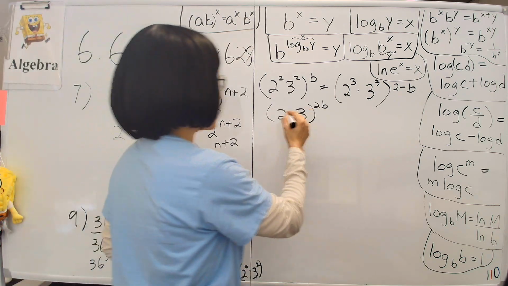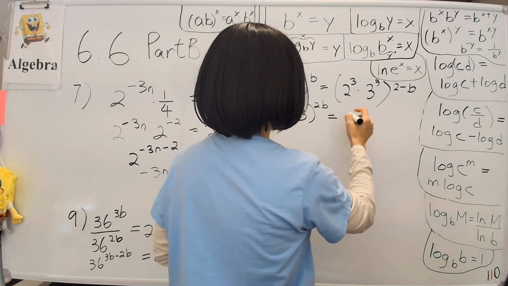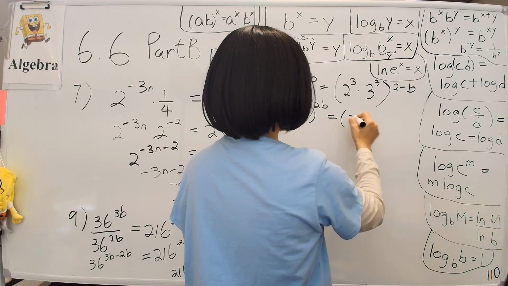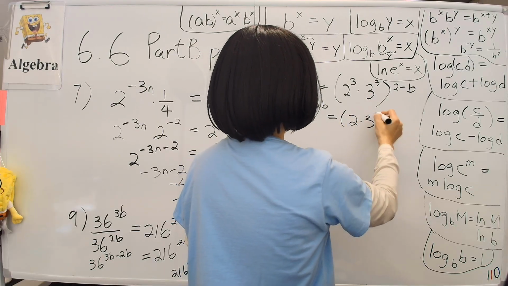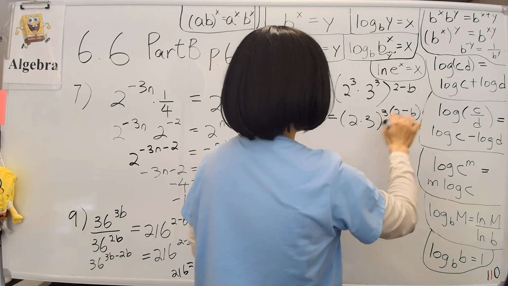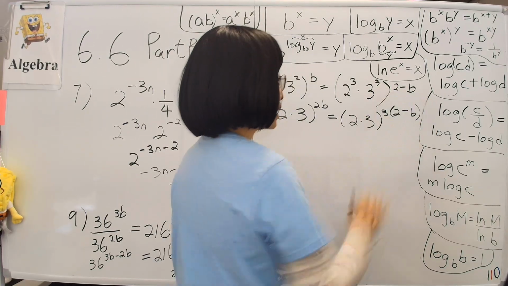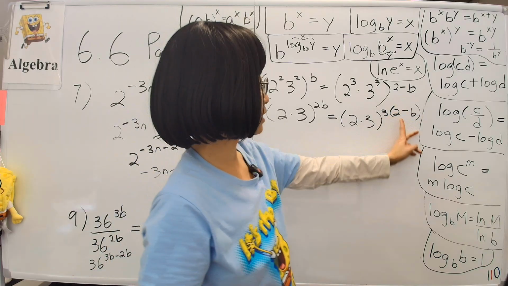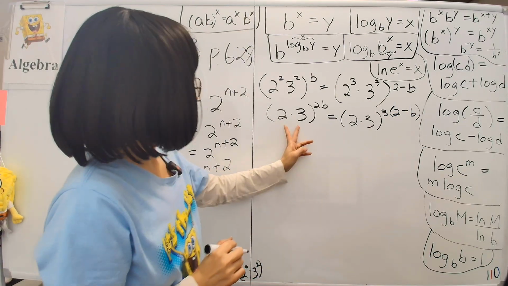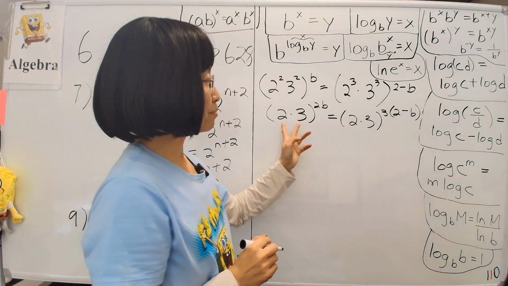Similarly on this side, this 2 and 3 are both to the same power. That's the same as 2 times 3 to the power 3 times 2 minus b. Now notice this, the 3 has to multiply the entire expression here, which is 2 minus b, so you've got to put it in parentheses. Now finally we have come to the point where the base is the same.